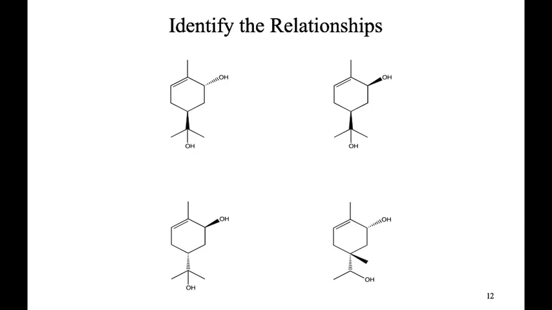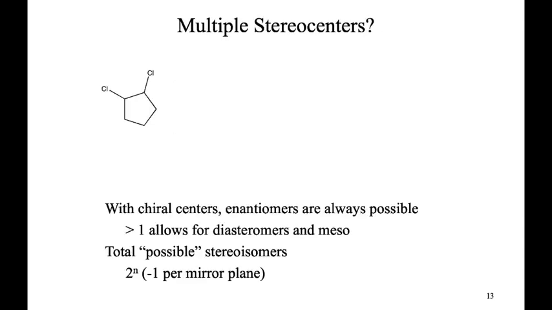We looked at the relationships for these, right? Fairly confident? All right, so let's push it a little bit further. What happens if we have multiple stereocenters? Okay, so here we've got a compound with two stereocenters. How do you know there's two stereocenters?